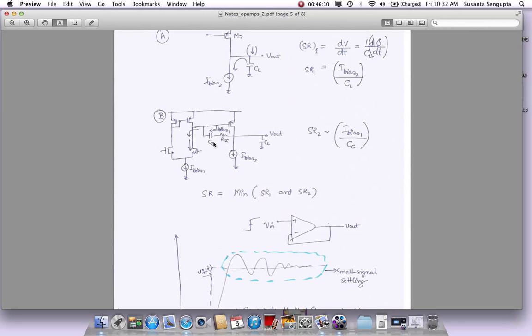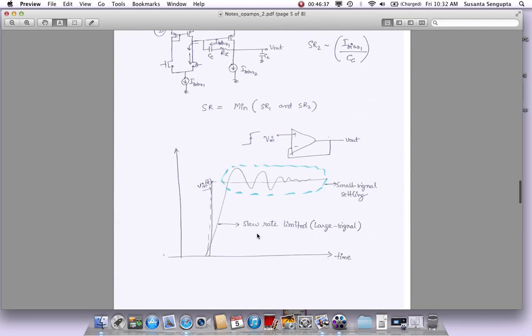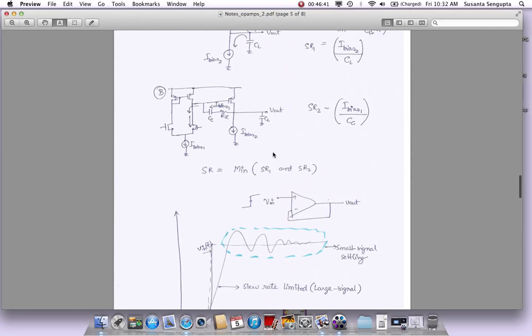So that charging rate, which I'm calling slew rate 2, is again I by C, C being the CC, the compensation capacitor, and I being the I bias 1. If you don't have enough bias current in the first stage and your CC is big, this is going to be slow. So we have got two capacitor charging and discharging events going on, which could limit the rate of slewing.